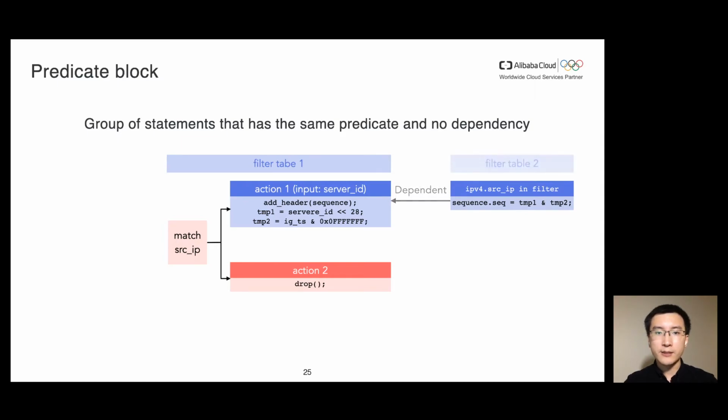Similarly, we can convert the second blue predicate block into a new table called filter table 2. The filter table 2 has no matching field and only one action. And also because the two predicate blocks share the same predicate, the second table is only executed when the action 1 of the filter table 1 is executed. Till now, we get the synthesized P4 program.